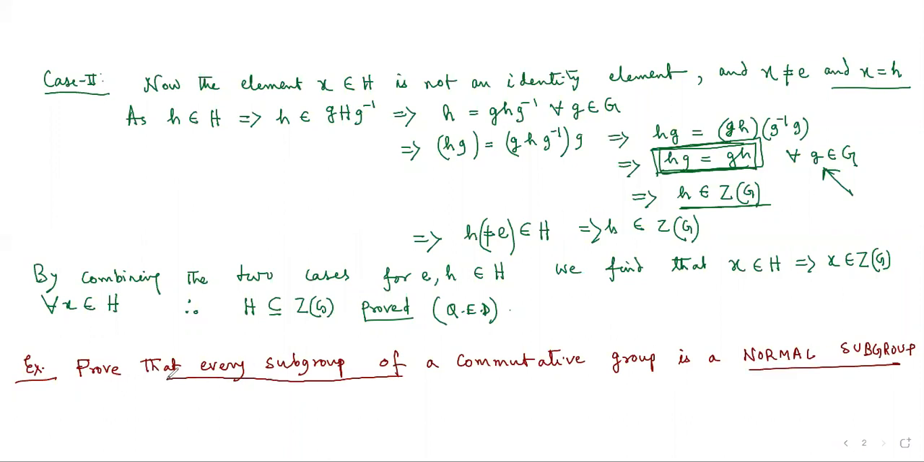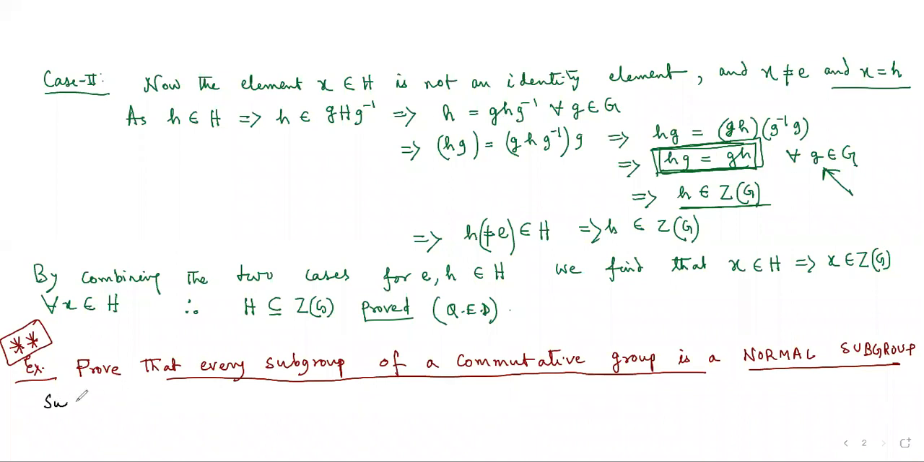What type of results have you learned so far? Every subgroup of a cyclic group is cyclic. Every group of prime order is cyclic. Okay, this type of results you have learned. This is another result which says that every subgroup of a commutative group is a normal subgroup. Probably you are thinking why this result is so important. You will get to see very soon why the result is so important. Since I'm considering this to be a problem, I'm going to prove the result first of all. Okay, so the proof is very simple.